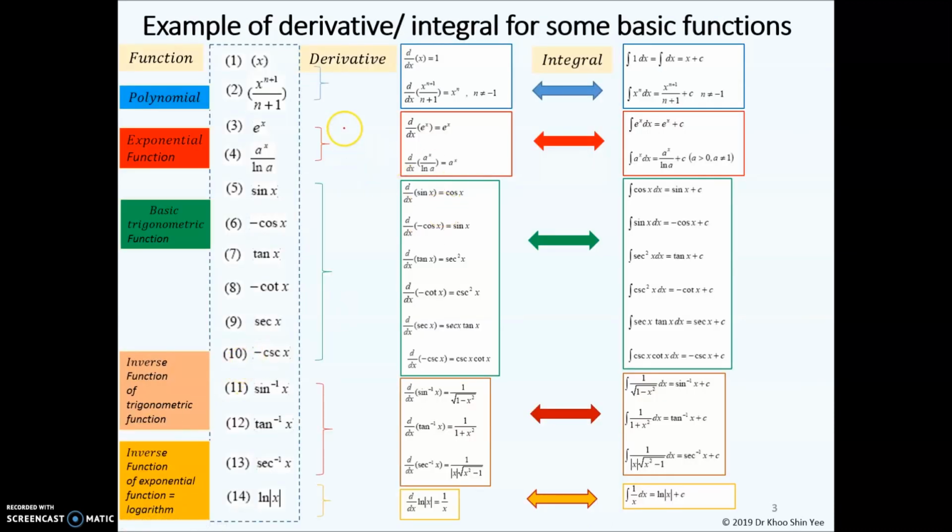In this course, we must master how to do the derivative or integral for some basic functions like polynomial, exponential function, trigonometric function, inverse function for the trigonometric, and inverse function for the exponential. For example, for the polynomial functions 1 and 2, you should know how to differentiate them to get this answer, and also how to integrate them to get this answer. For the exponential function, the answer for derivative and integral is in red color. Green color is the derivative and integral for the basic trigonometric function. And lastly, these two are the inverse function results.